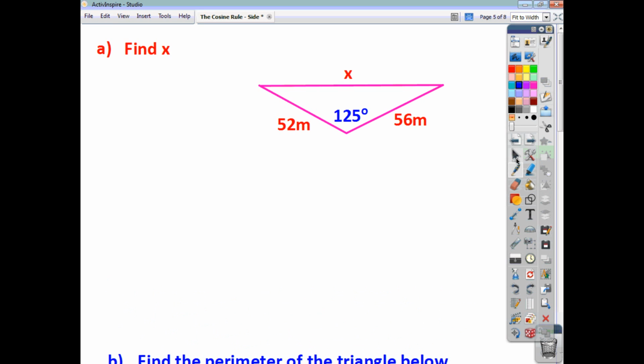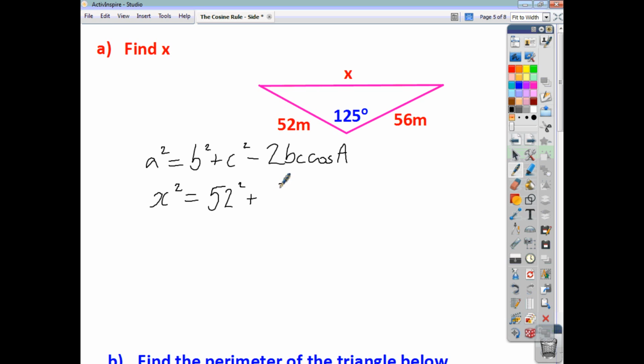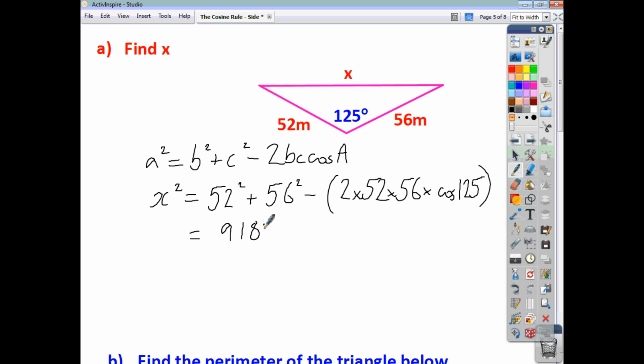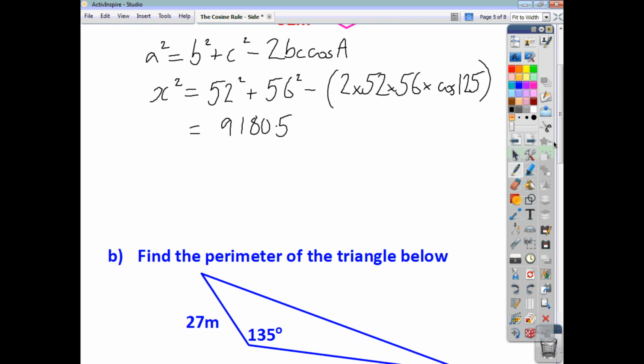Okay, let's deal with this question first of all. Our formula is going to be a squared equals b squared plus c squared minus 2bc cos a. And we know that that's the formula we use because we're given our angle sandwich, our two sides and the angle in between. So x is the side we're looking for, so we'll say x squared equals 52 squared plus 56 squared minus 2 times 52 times 56 times cos of 125, and you end up with an answer where x squared is equal to 9,180.5.